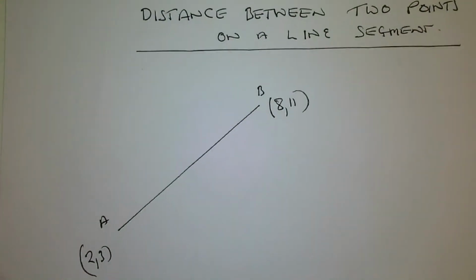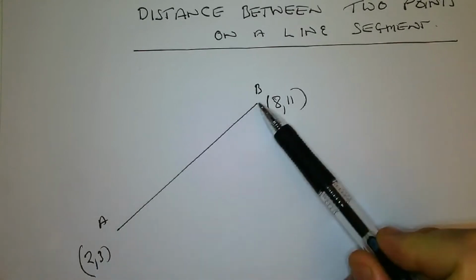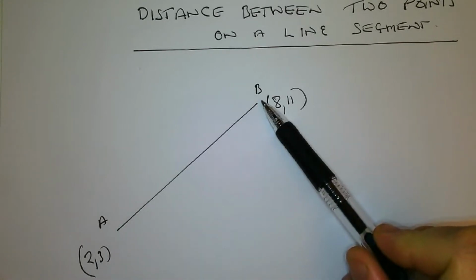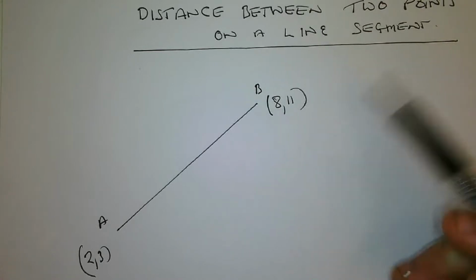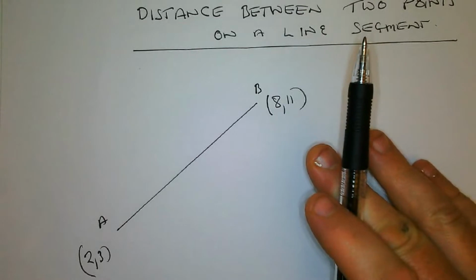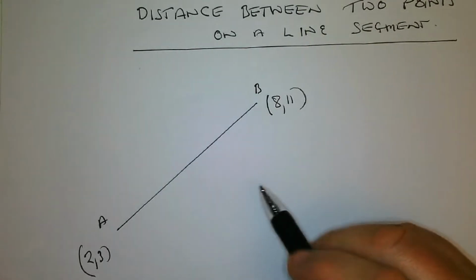So we're going to look at the distance between 2 points on a line segment. So basically we're working out the distance between A and B. Now this topic is usually in circles, but because it's a straight line we want to get this kind of taught quite early in the course.